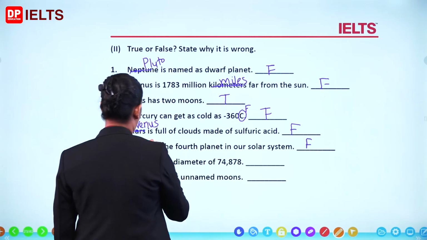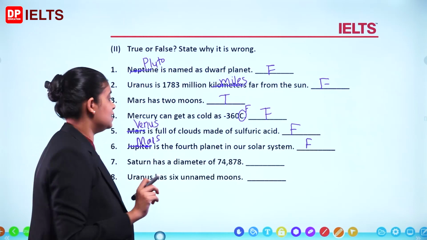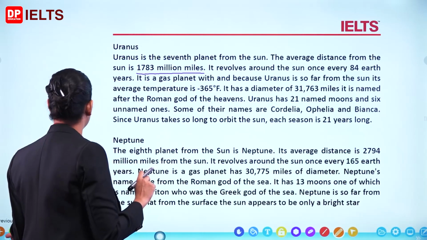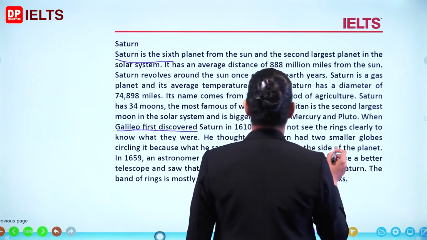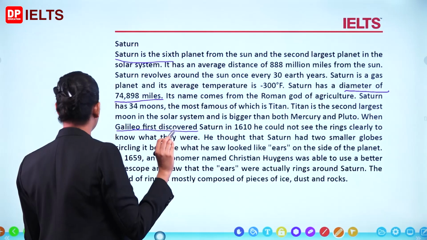Saturn has a diameter of 74,878. So we go to Saturn and we see the diameter. So it doesn't really tell. Yes, it has a diameter of 74,898 miles.